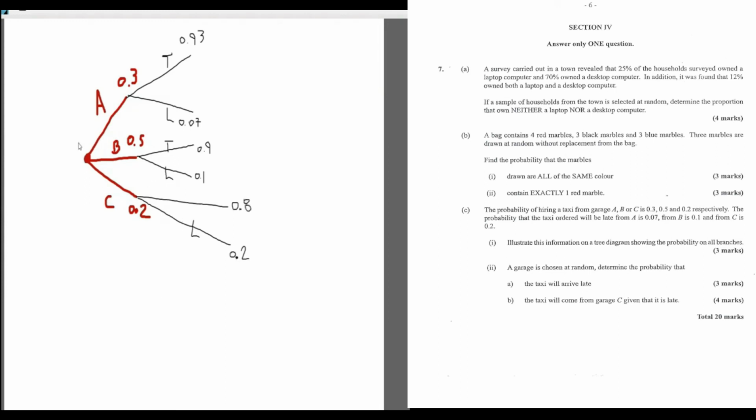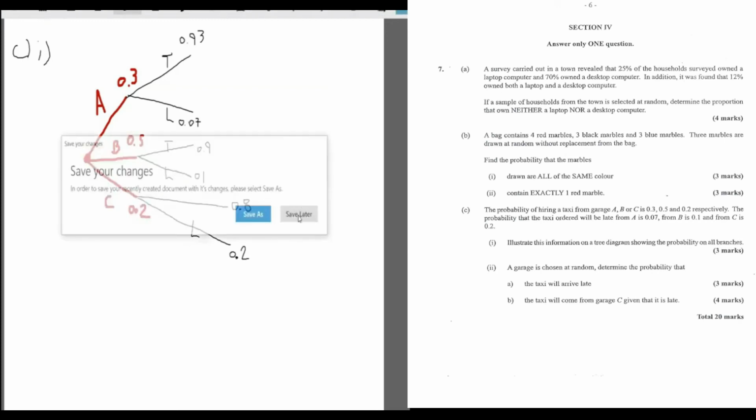This is a tree diagram. This is part CI, so we're done with the tree diagram. Nice and easy. Let's hear what they have to say now. They said now a garage is chosen at random. Determine the probability that the taxi will be late. So what's the chance of the taxi being late?